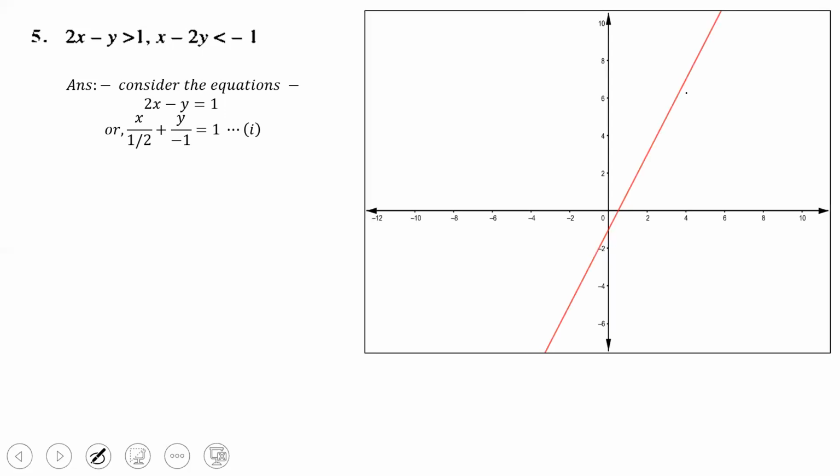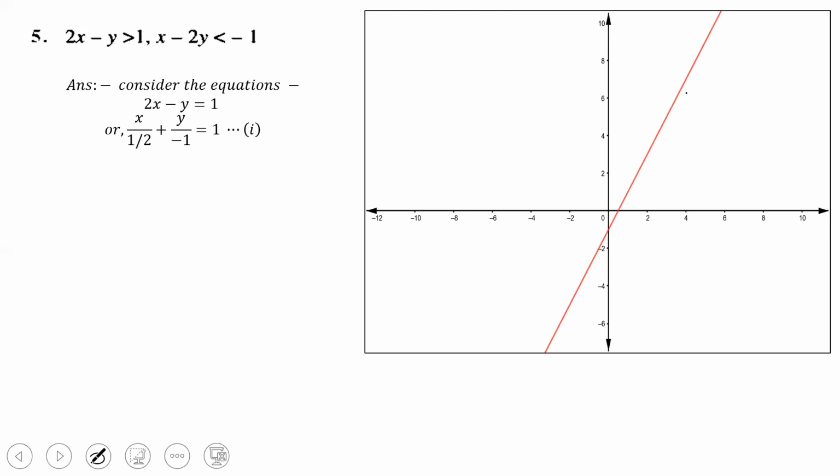First of all, consider the equations for these two given inequalities. So the first equation is 2x - y = 1. Now, if we want to represent this in intercept form, we can write this as x/(1/2) + y/(-1) = 1. Now draw the line: the point on the x-axis is (1/2, 0), and the point on the y-axis is (0, -1). So this red line represents equation 1.